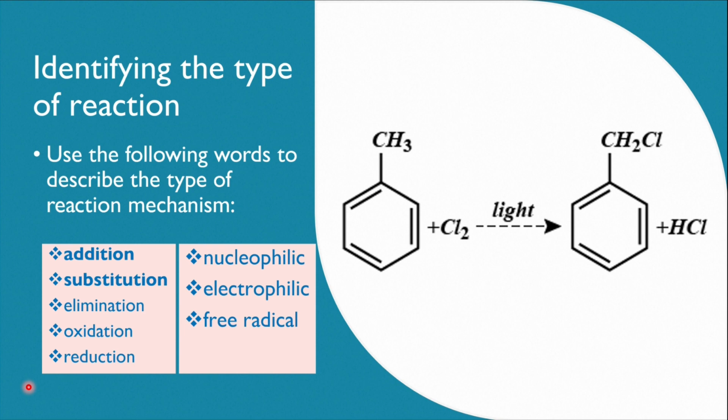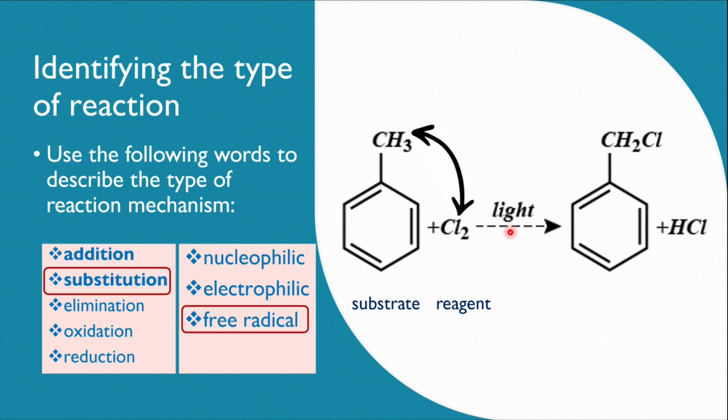Now let's identify the type of different organic reactions. First, figure out the type based on what happens in the reaction. So in this example, one hydrogen atom on the methyl group is substituted by a chlorine atom. Next, identify the substrate and the reagent. Since the carbon in the new C-Cl bond comes from methylbenzene, methylbenzene is the substrate. Now think what is substituting the hydrogen on the methyl group. It's a chlorine radical, which is produced when chlorine is exposed to light. Thus, this reaction is called free radical substitution.